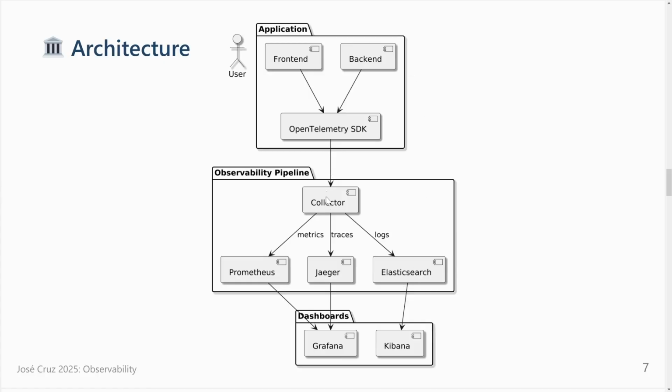So this is quite a common architecture when you need to use observability. Observability will be about this lower part. Your application will be here, and you need the OpenTelemetry SDK. You can see it's almost an infrastructure, but it's really important to have observability.